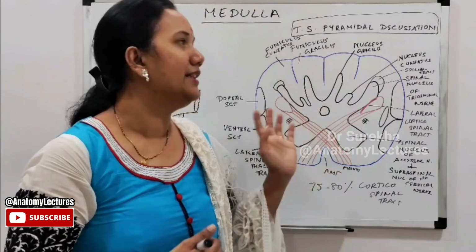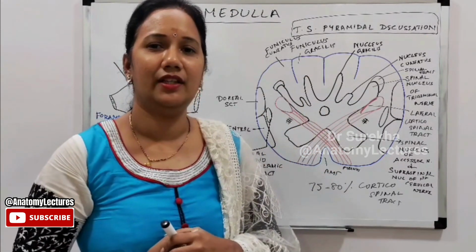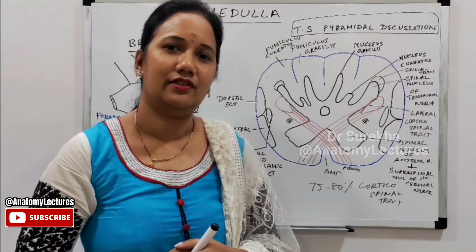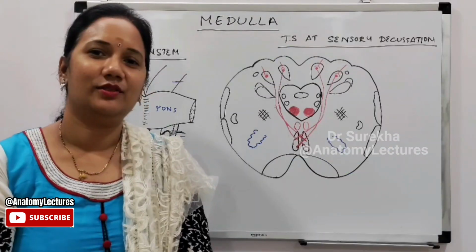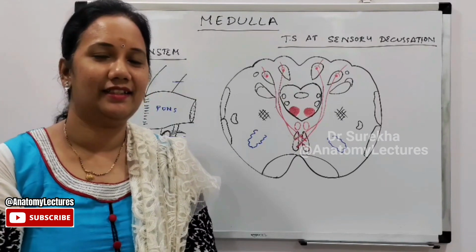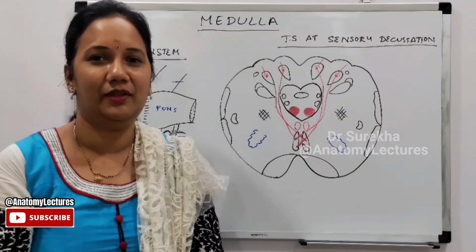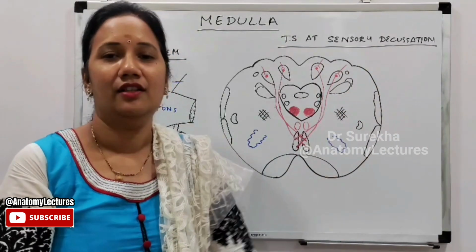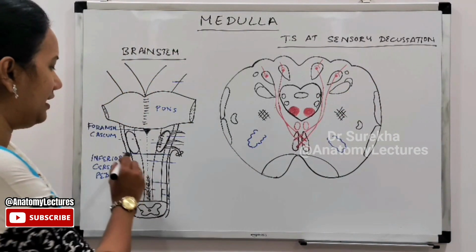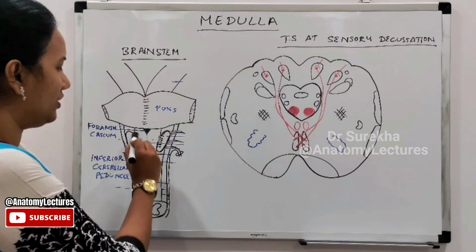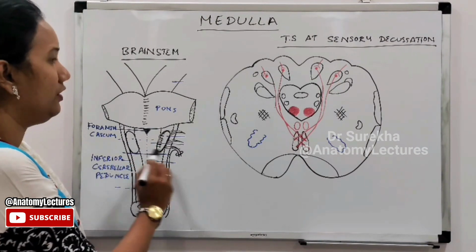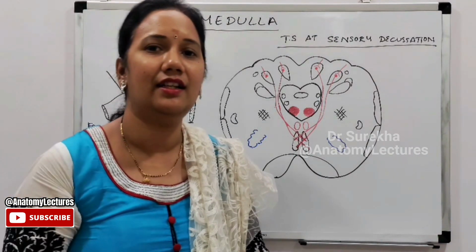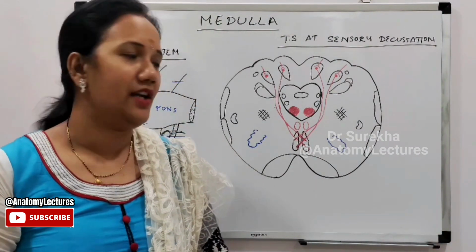So this is in detail about the section of the medulla at the level of the pyramidal decussation. In this video we will be discussing the internal structure of the medulla at the level of the sensory decussation. We are taking a section in the middle of the medulla just below the olive. These are the features which are seen when we take a section at the level of the sensory decussation.